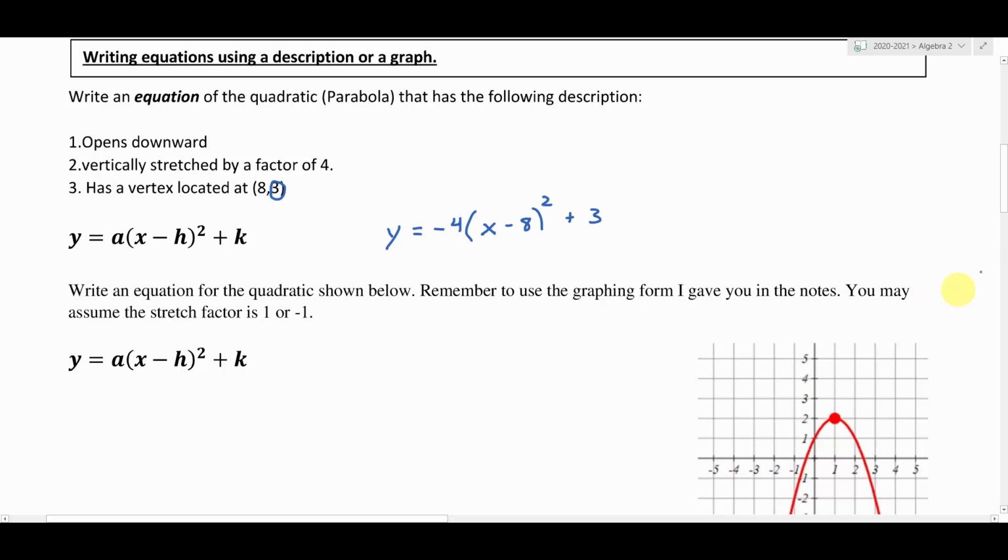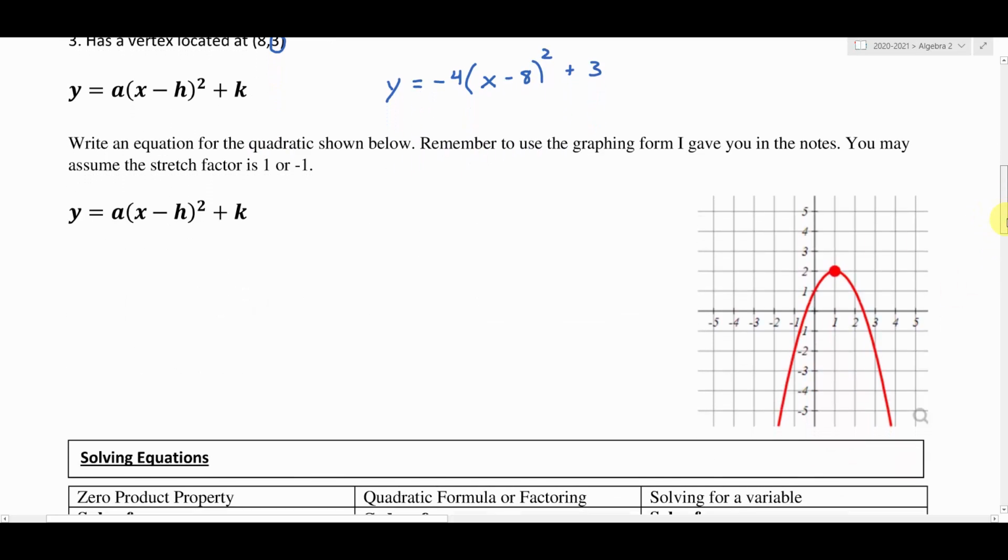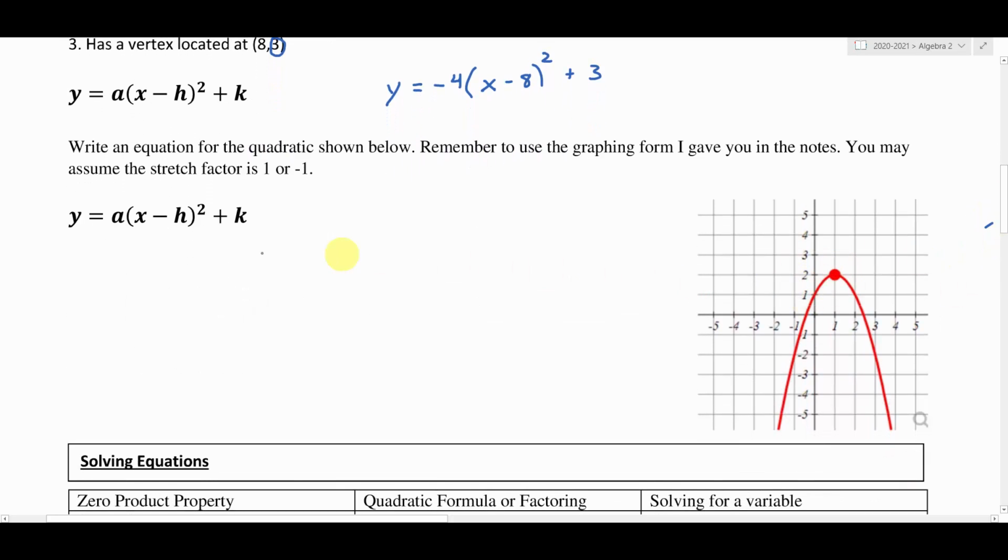All right, let's do it one more time, but this time we're just going to do it straight from a graph. I always start off by writing this graphing form, and then I know that I need to find these 3 things, a, h, and k. I'm going to start with a, and they give me a clue about a in the instructions. It says a can be 1 or negative 1. It's going to be one of those 2 numbers.